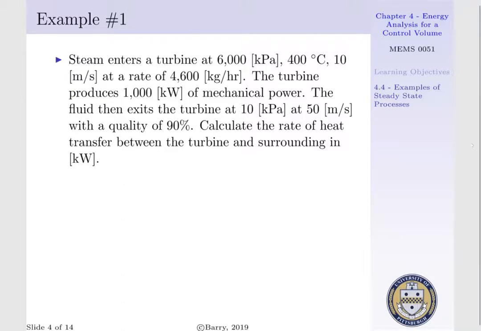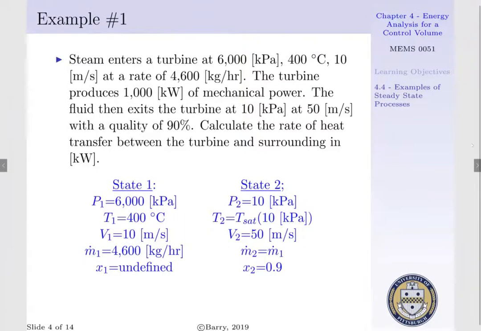We begin by writing our state variables. At state 1, we have a pressure of 6,000 kPa and a temperature of 400 degrees centigrade. Thus, we are existing as a superheated vapor, i.e. our quality at state 1 is undefined. Our velocity at state 1 is 10 meters per second, and our mass flow rate is 4,600 kilograms per hour.